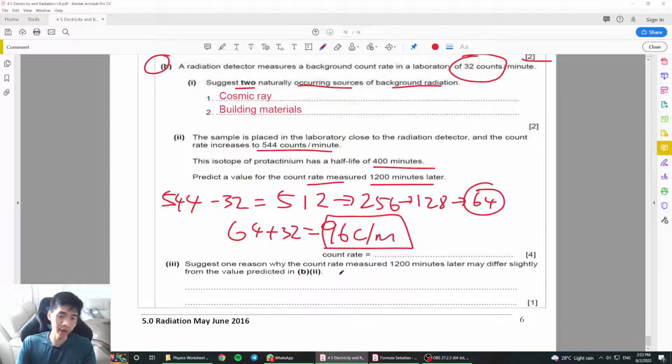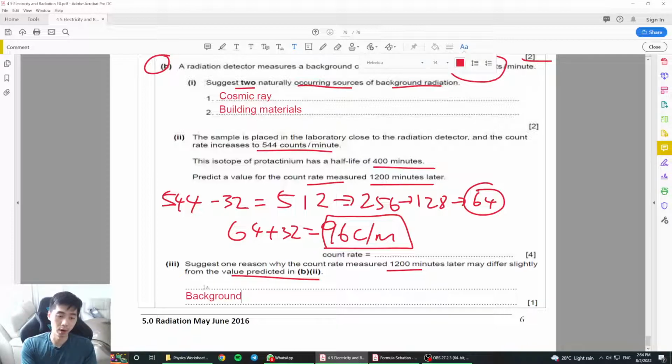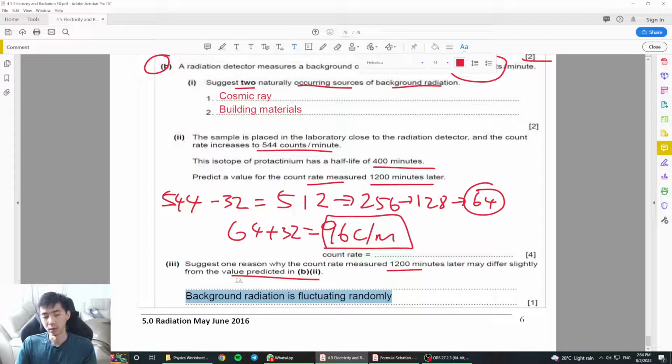Give one reason why the count rate measured 120 minutes later may differ slightly from the value predicted here. I've said this many times, all this calculation is best case scenario. In reality, there will never be an answer that is calculable. It's all assumptions. This is the prediction, but in reality, background radiation fluctuates up and down randomly. So if I were to state it, it's because background radiation is fluctuating randomly. This is your reason, and this concludes the final exercise.